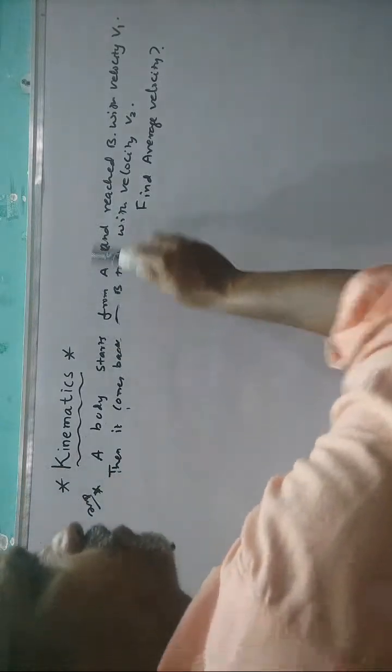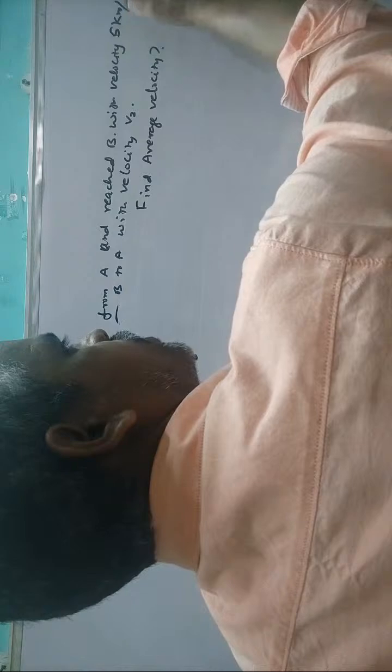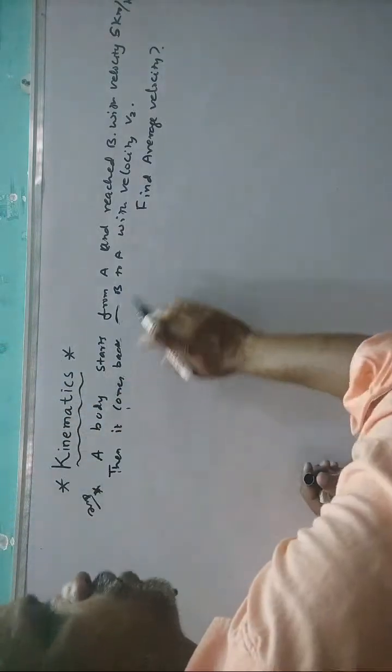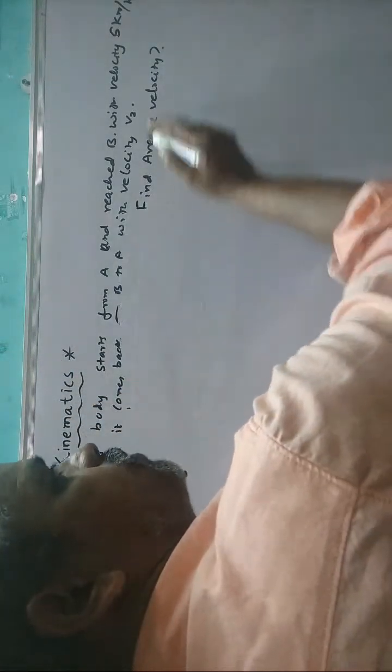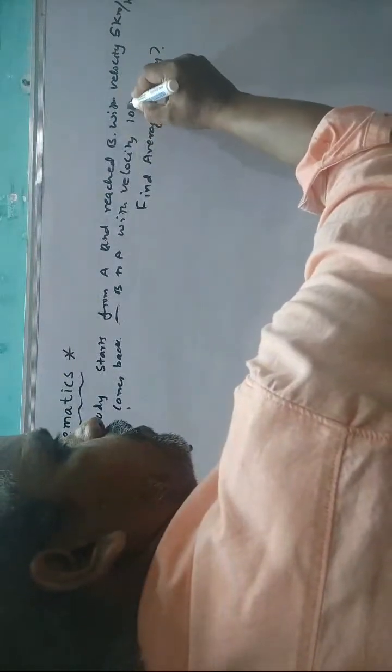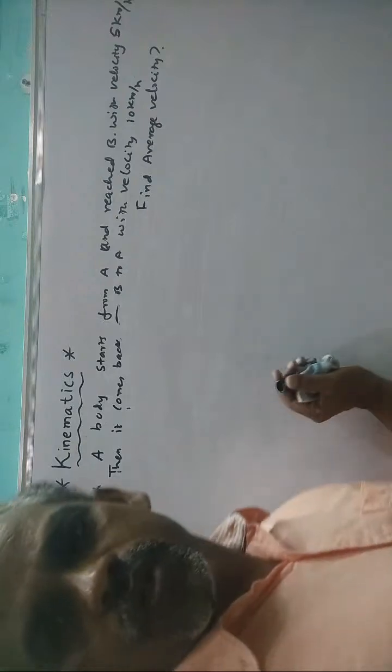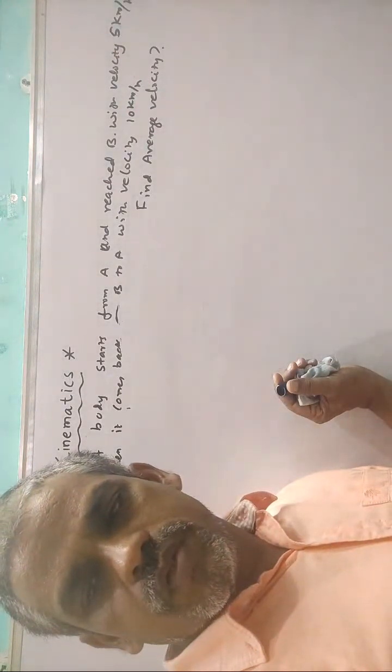A body starts from A and reaches B with velocity 5 kilometer per hour. It comes back from B to A with velocity 10 kilometer per hour. Find its average velocity. This is the question. This is the problem. Do it.